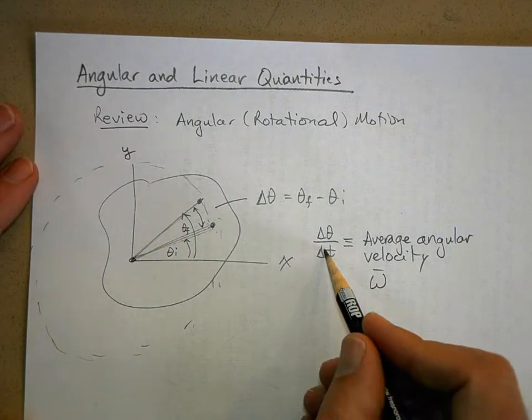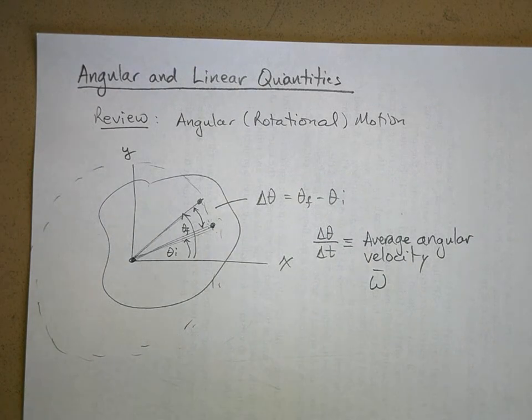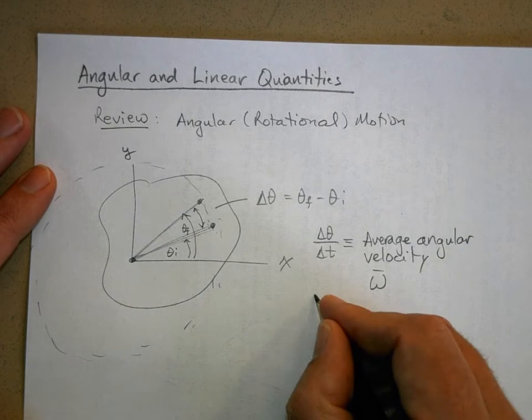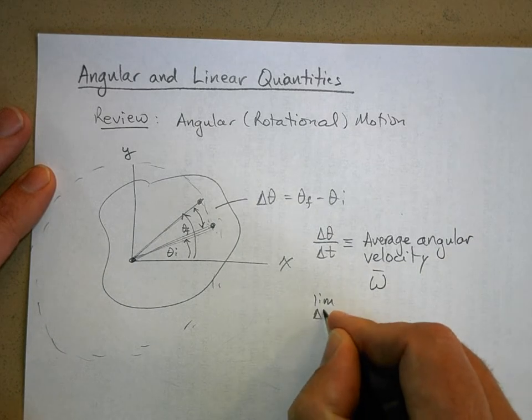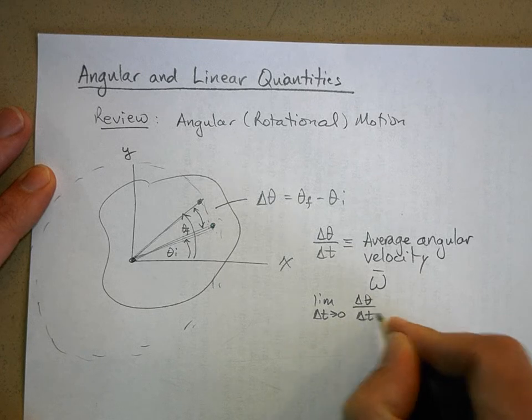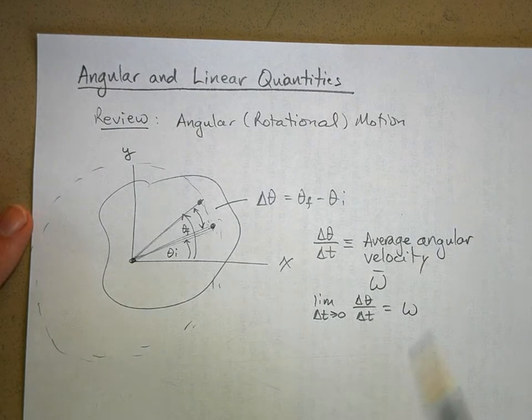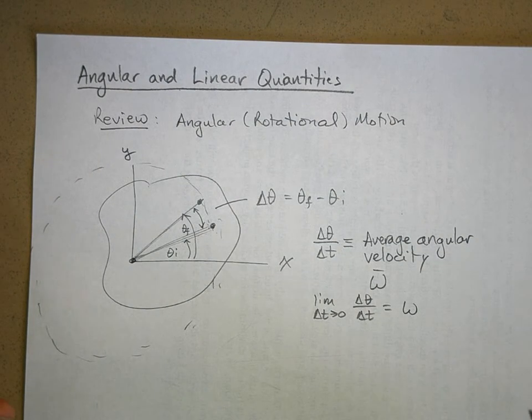Now, if we take the limit as delta t goes to 0, we get instantaneous angular velocity. So the limit as delta t goes to 0 of delta theta over delta t, we call that instantaneous angular velocity. And this is the Greek letter omega. It looks like a cursive W or something, but it's really not. We use Greek letters to represent angular stuff.